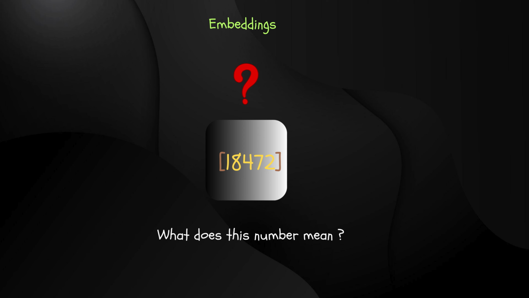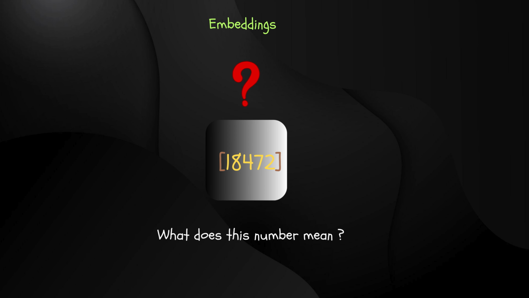If I tell you that the token ID for the word France is 18,472, what does that tell you? Nothing. It's just a label. And neural networks can't do much with labels alone. They need a way to represent meaning.